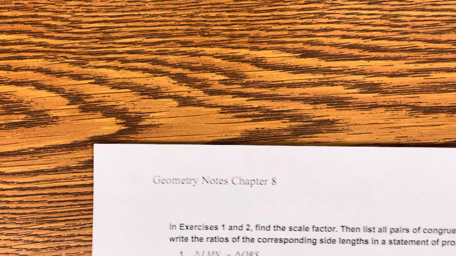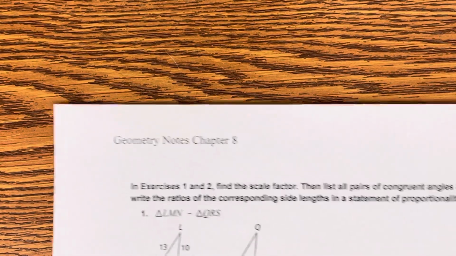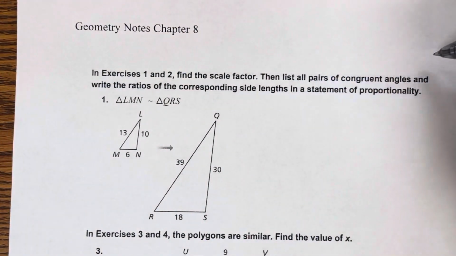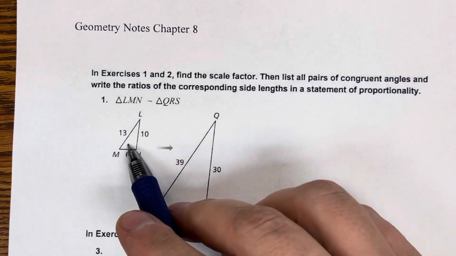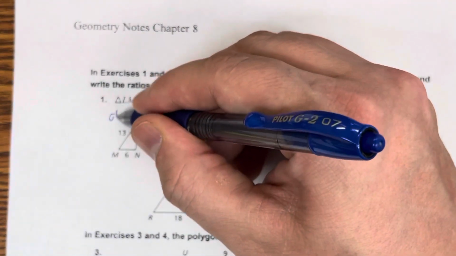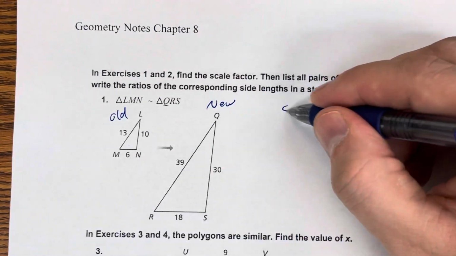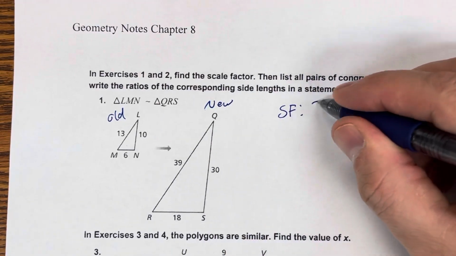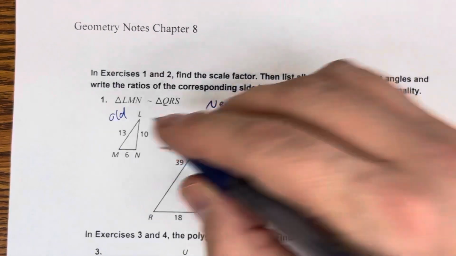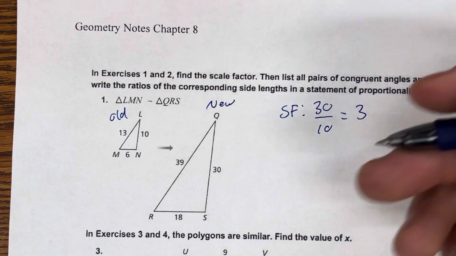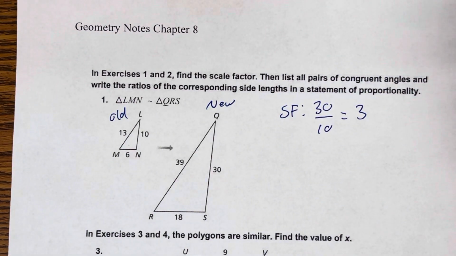All right, just a couple left here, and then we're wrapping up 8.1. The first part says, find the scale factor, then list all the pairs of congruent angles, and write the ratios of the corresponding sides. So it's going from here to here. Notice the arrow. So this is our new, this is our old. When I set up the scale factor, I'm abbreviating that SF. Scale factor equals new over old, 30 over 10. I took the 30 corresponding with the 10. 30 over 10 reduces to 3. Okay, so it was an enlargement. It grew by 3 times the amount.